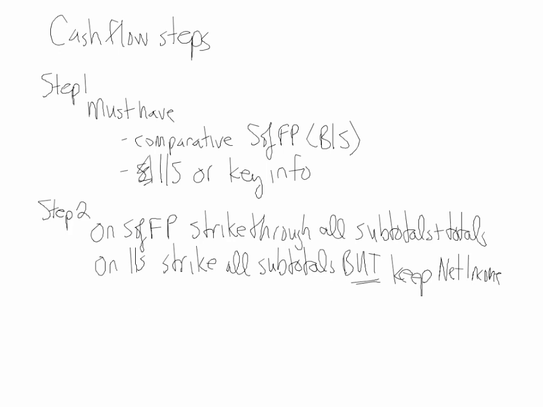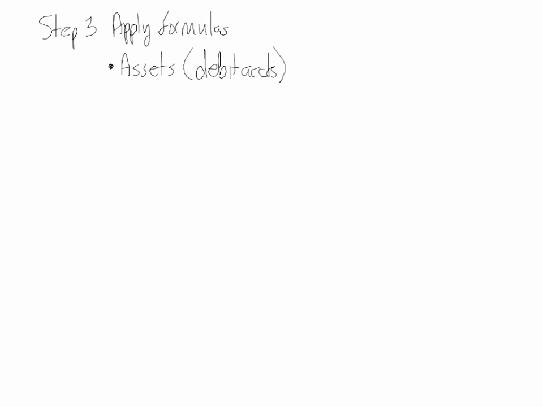Step three, I'm going to do that on a new page. Now, step three: you've got to apply the following formulas. For assets, and actually to be more precise, it's not assets, it's debit accounts, our formula is prior minus current, and you hold the sign. What that means when I say hold the sign is if this equals a negative number, you keep the negative number. And if this equals a positive number, you keep the positive number.